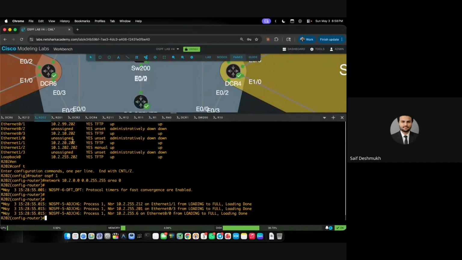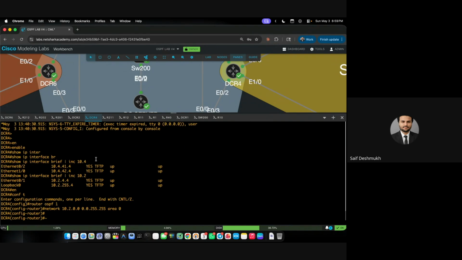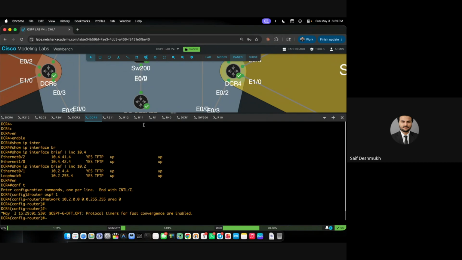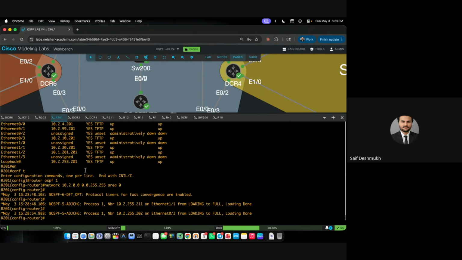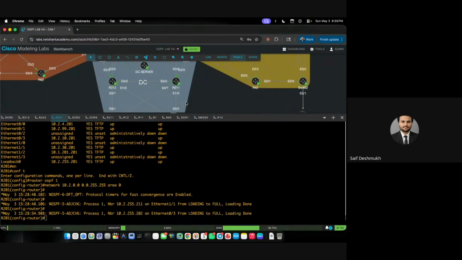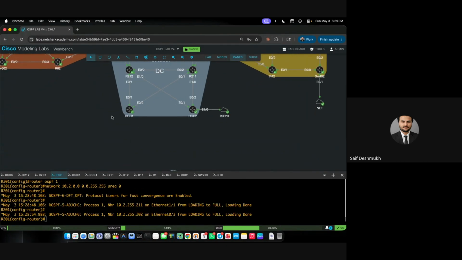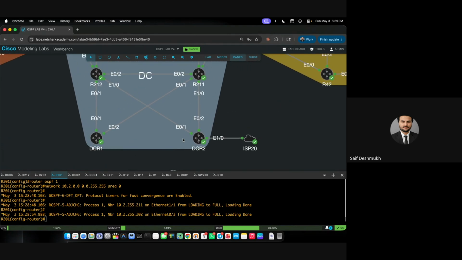Let's do DC router 4 as well. We'll fix the IP address, don't worry about it. What else do we got? 202 is done. 201 is done. So let's pick the easier one. At the moment, the data center router 1 has 2 physical interfaces.